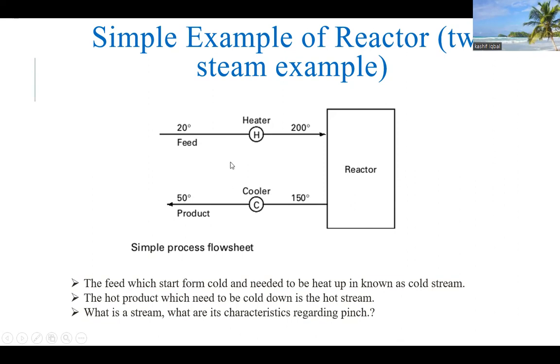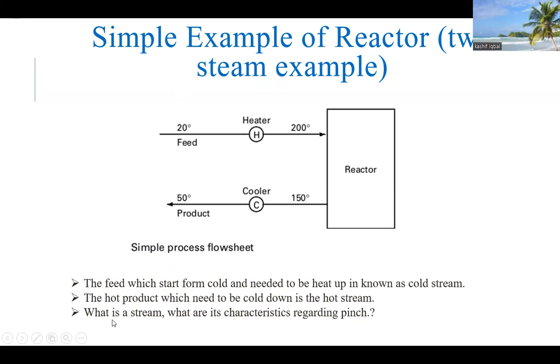So here is the opportunity that we can transfer the heat within the system. In the current state, the system is taking heat from the utility section and giving heat to the utility section. But there is the opportunity that one stream wants heat and one stream can give heat. So we can exchange heat between these two streams, and the utility requirement for the whole system can be reduced.